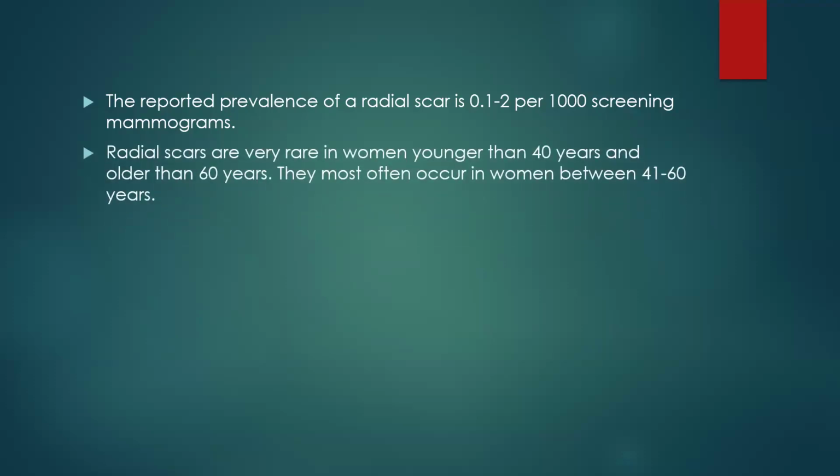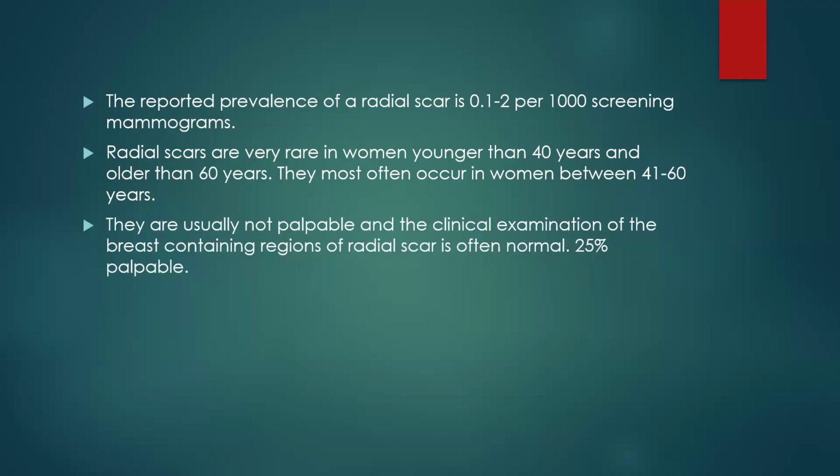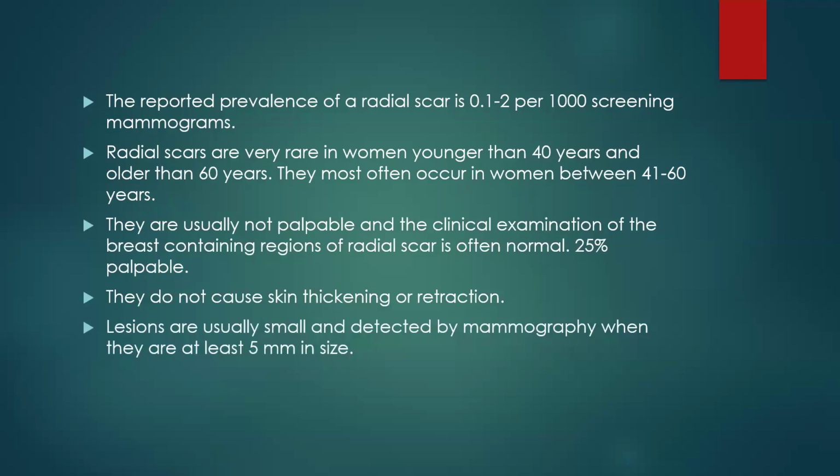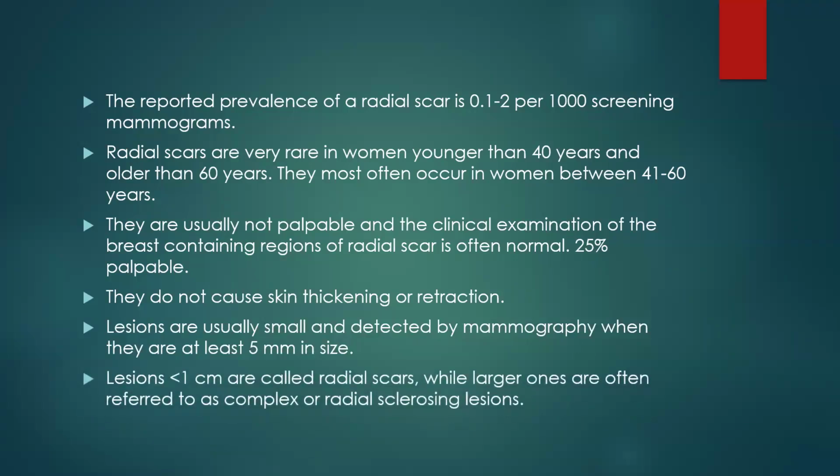Radial scars are very rare in women younger than 40 years and older than 60 years. So most women will present between the age of 41 to 60 years. They are usually not palpable, and the clinical examination of the breast containing regions of radial scars is often normal, but in 25% of the cases, they will be palpable. They do not cause skin thickening or retraction. Lesions are usually small and detected by mammography when they are at least 5 millimeters in size. The lesions less than 1 centimeter are called radial scars, and the larger ones are often referred to as complex or radial sclerosing lesions.